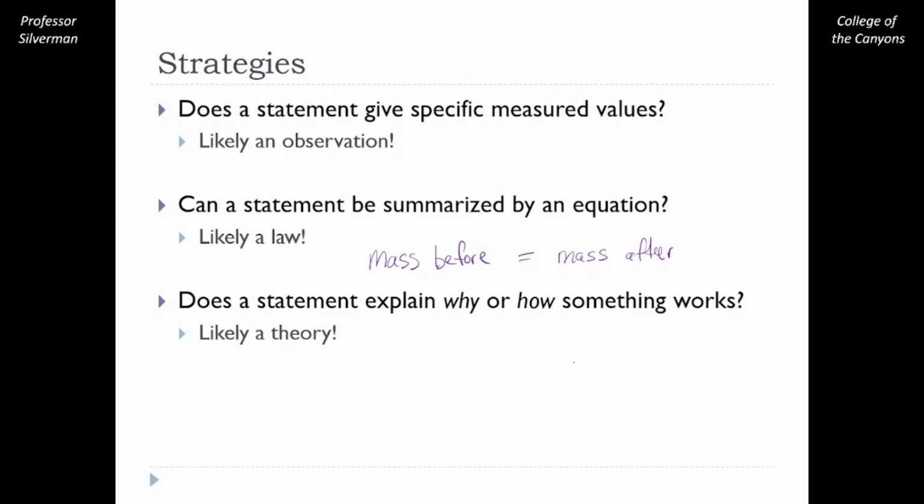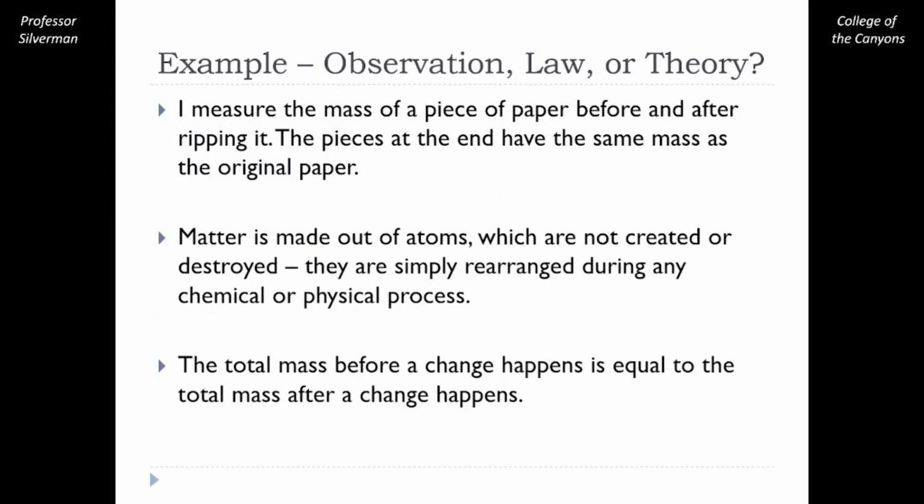All right, let's put this to practice. Say I measure the mass of a piece of paper before and after ripping it. All right, we measure the mass of our paper, we rip it into some pieces, and then we measure the mass of those pieces at the end. I've decided that the pieces at the end have the same mass as the original paper. Well, this looks like one specific measurement. This is something I measured once. So this has to be an observation.